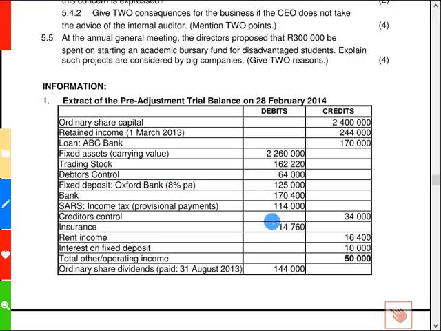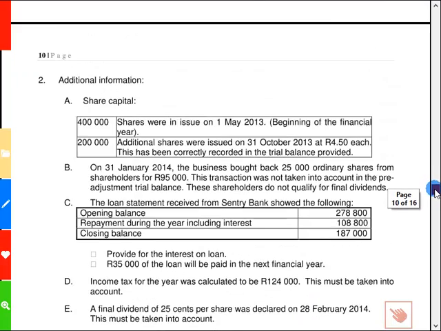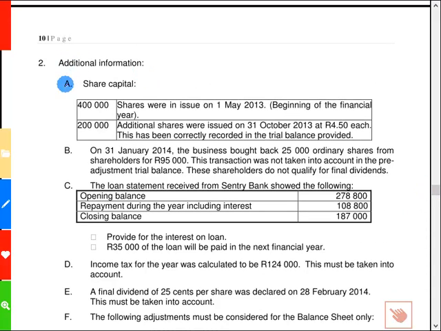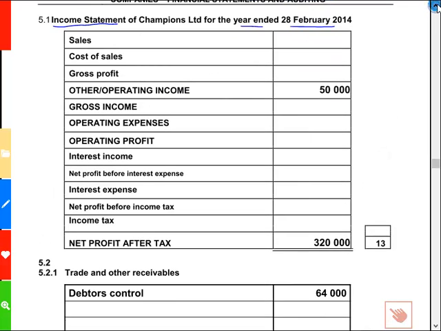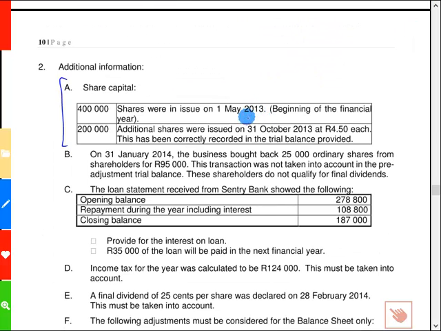Okay, we'll go down just a little bit. Additional information, share capital, so we know we'll deal with this when we do our share capital note. The business also bought back some ordinary shares. At this stage, we're just doing the income statement, 5.1. So for the income statement, the share capital and the share buyback is not going to have any effect, but we know we're going to deal with this later when we do those notes. The loan statement, alright, this may be relevant.